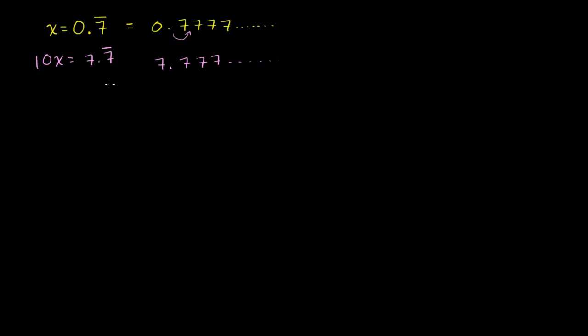Now this is the trick here. So let me make these equal to each other. So we know what x is. x is this 0.777 repeating forever. 10x is this, and this is another repeating thing. Now, the way that we can get rid of the repeating decimals is if we subtract x from 10x, right? Because x has all these 0.7777. If you subtract that from 7.77777, then you're just going to be left with 7.